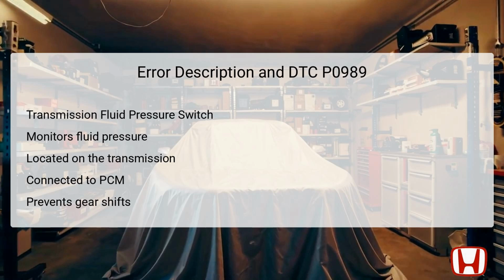In the event that the switch experiences an electrical issue, such as a short circuit or low signal, the PCM will restrict the transmission's ability to shift out of the default gears. This is a fail-safe feature intended to protect the transmission from further complications. Proper functioning of this switch is critical for the overall performance and reliability of the vehicle's transmission.